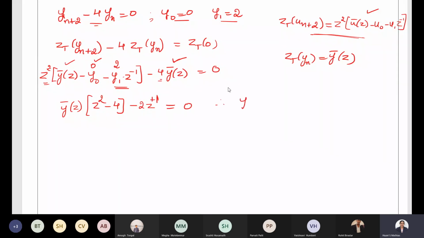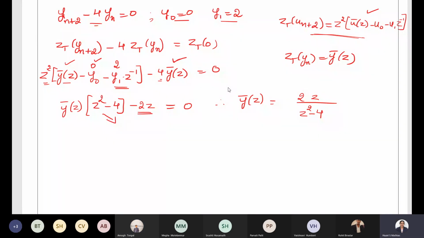Now from this, write what is y bar of z. You take this minus 2z to the other side. It will be 2z divided by, this goes to the denominator, z squared minus 4. Is it okay, everyone? Anybody wants me to repeat any step? Yes, ma'am.